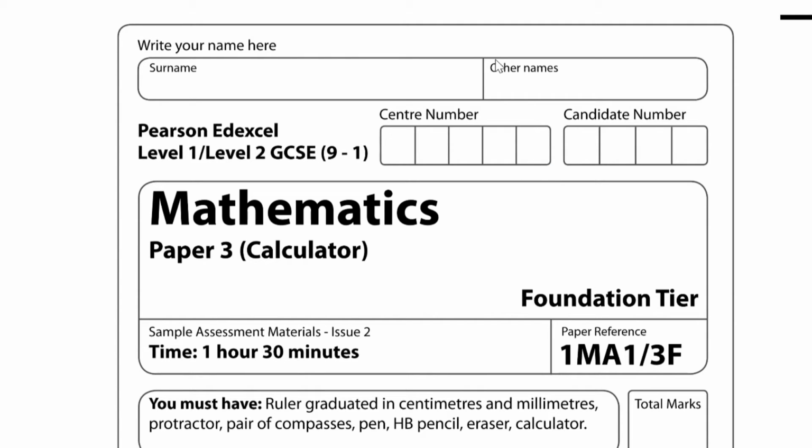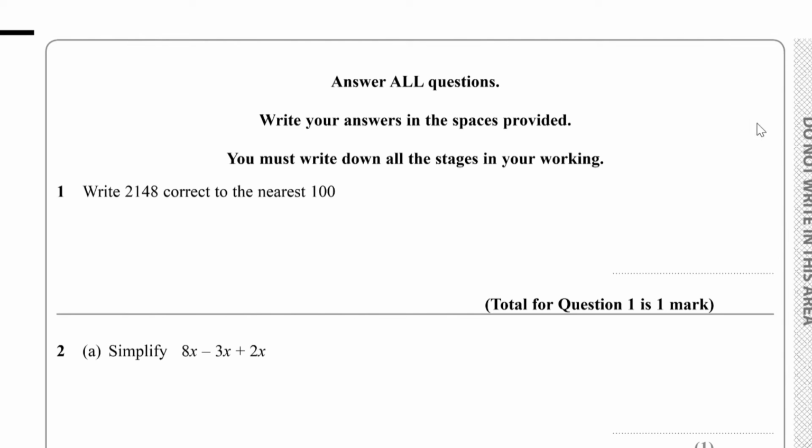This is the EdExcel GCSE 9-1 Maths Foundation Paper 3 from the sample papers, and this paper is a calculator paper. Question number 1, we have to write 2148 correct to the nearest 100.